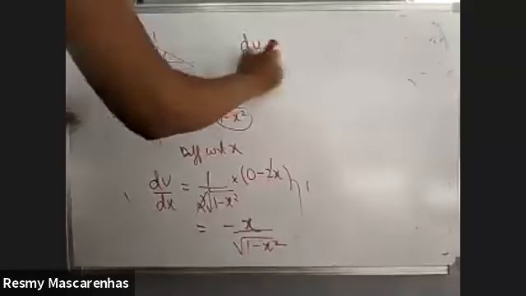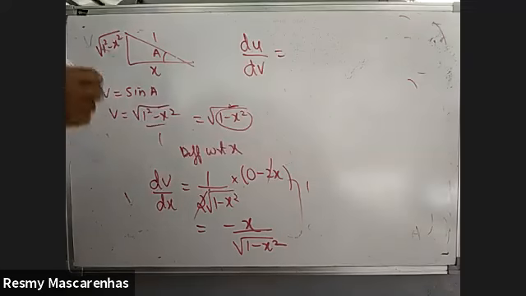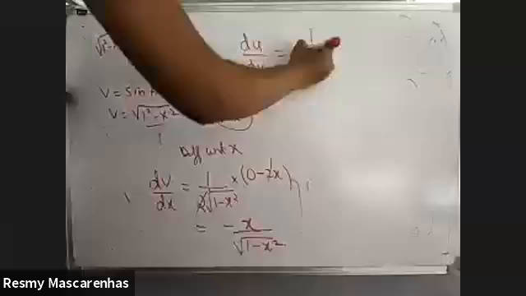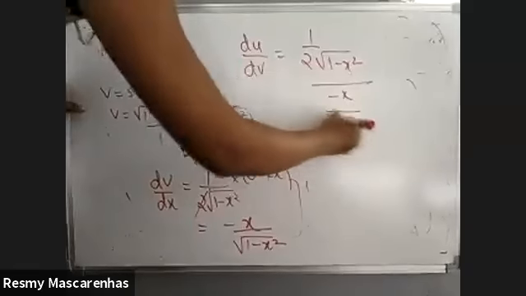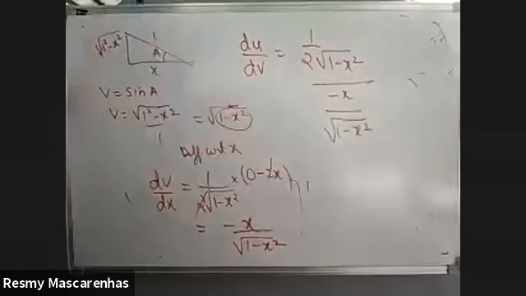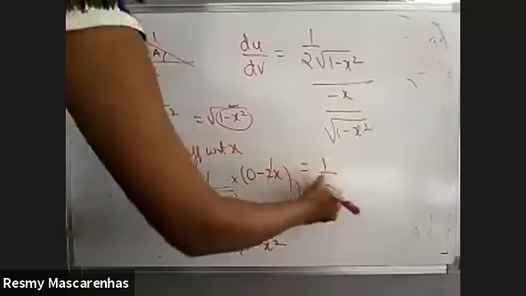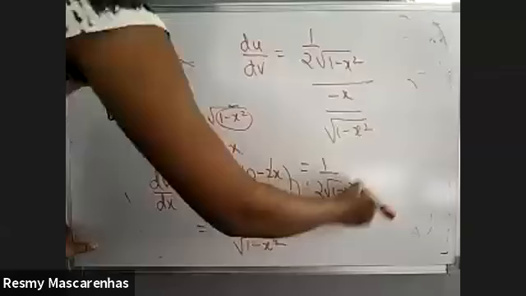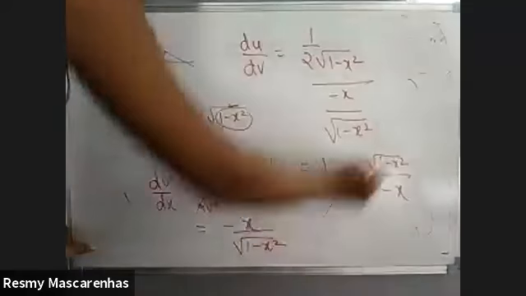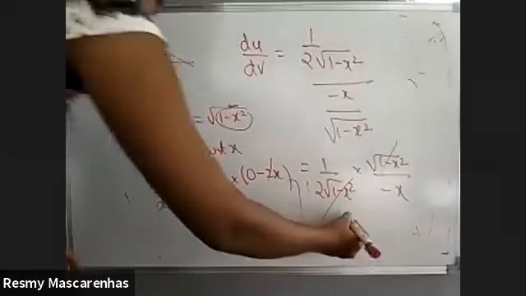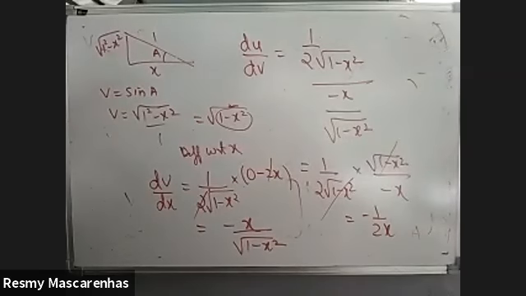Then du upon dv will be one upon 2, 1 minus x square upon minus x upon 1 minus x square. And then reverse it. This and this you can cancel. So answer will be minus 1 upon 2x.